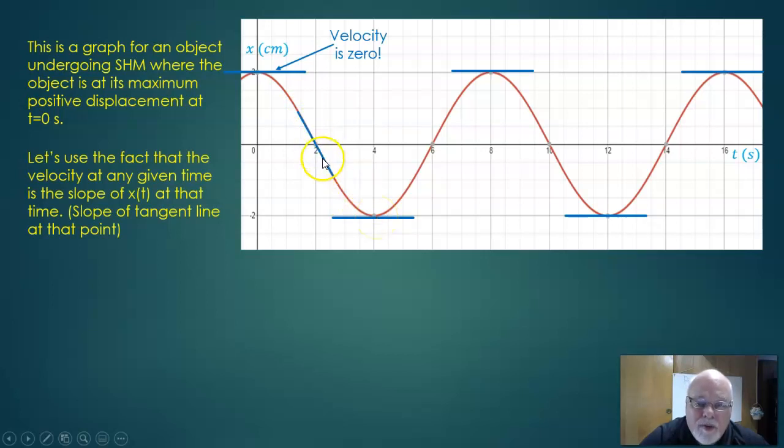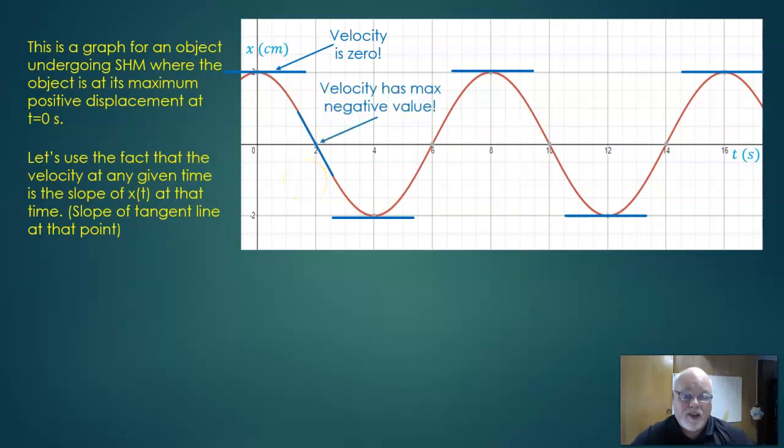So at the center is where the tangent line is going to have the maximum slope. So this is the point where your velocity is going to have its maximum value. Now in this case, this is where it has its maximum negative value because the tangent line has a negative slope. And so as it's moving from the positive amplitude down to the negative amplitude, when it crosses the equilibrium position, that's the fastest it'll be moving, going from positive to negative.